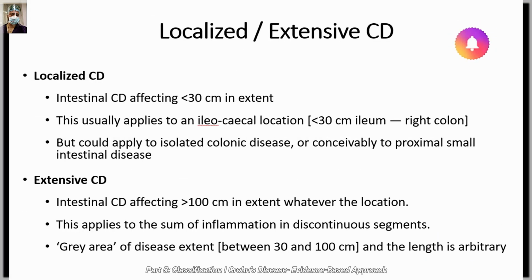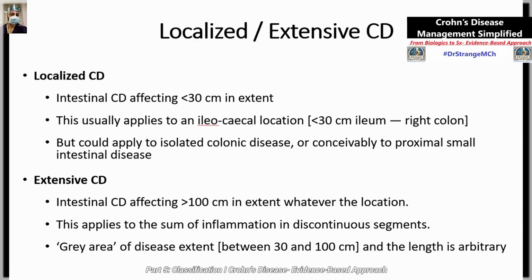Another term in Crohn disease is localized or extensive Crohn disease. It will be called localized Crohn disease if the intestinal Crohn disease is affecting less than 30 centimeters of the bowel length. This usually applies to the ileocecal location, that is less than 30 centimeters of ileum and the right colon involved, but could apply to isolated colonic disease or conceivably to proximal small intestinal disease. That means if less than 30 centimeters of bowel length is involved, it will be called localized Crohn disease.